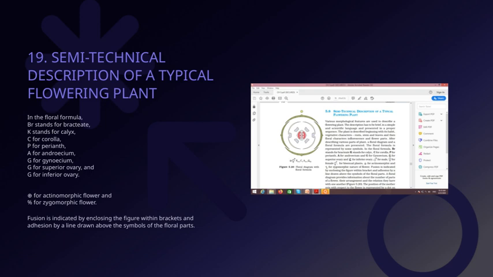Now, moving on to the semi-technical description of a typical flowering plant, this overview helps us understand the general features and organization of such plants. By analyzing the floral formula, we can better appreciate the diversity and complexity of flowering plants and how their structure relates to their function and classification within the plant kingdom.